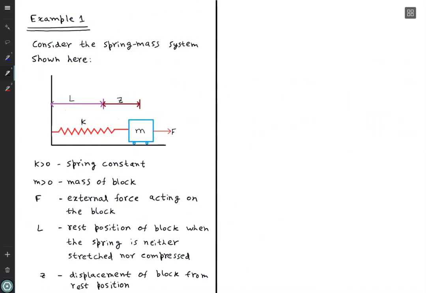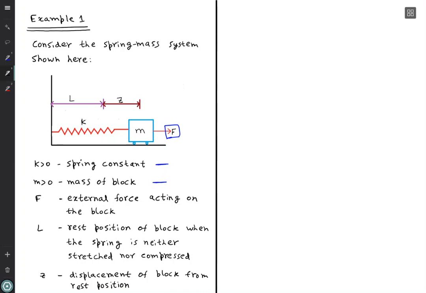The first example is the spring mass system shown here. Here K is a positive constant called the spring constant. M is the mass of the block. F is the external force acting on the block, and we will treat this as the input to our system. L is the rest position of the block when the spring is neither stretched nor compressed. And Z is the displacement of the block from the rest position. So this is our notation.